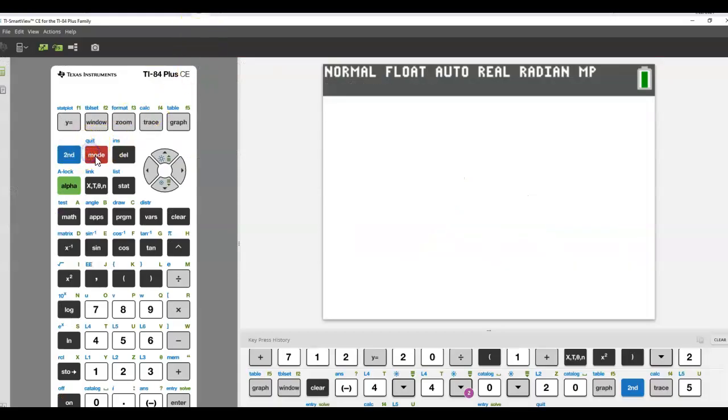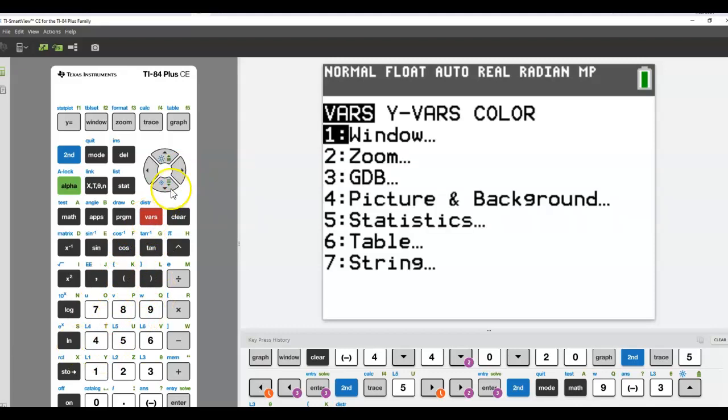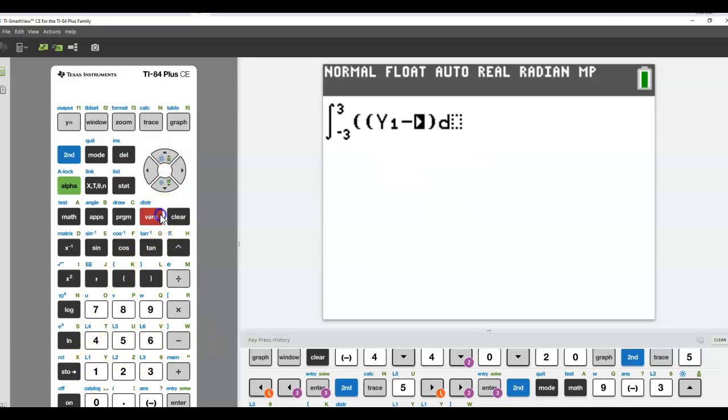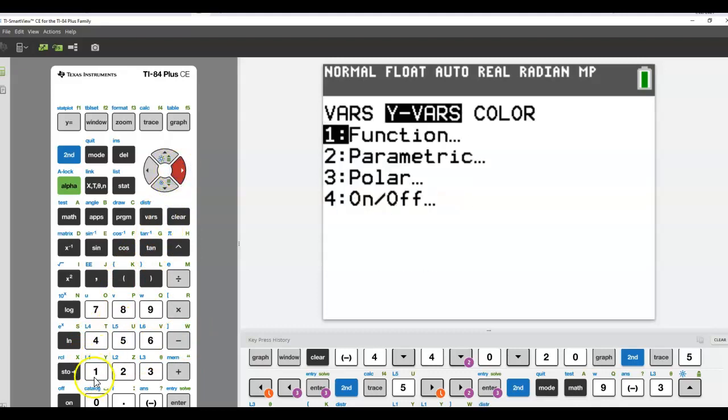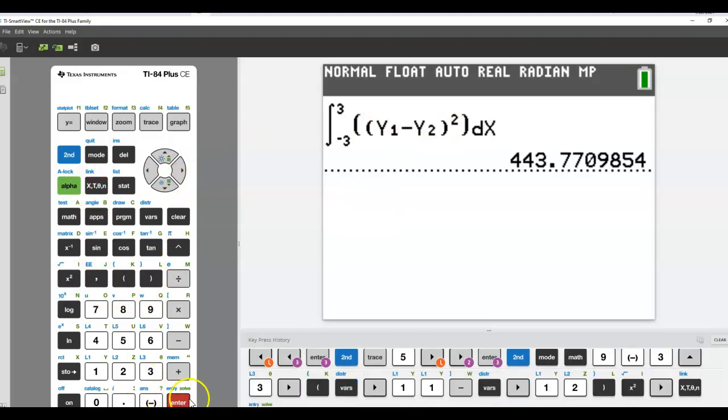So we're going to go back to our home screen. We're going to push Math 9. We're going from -3 on up to +3. We're going to be doing the quantity of y1 minus y2. Notice I'm putting that y1 minus y2 in parentheses. I'm not using absolute value bars, although you could. And then I'm going to square it. I'm going to go ahead and scroll over. We're going to put our x there. And at that point, we should be able to get the volume of the solid that's created.